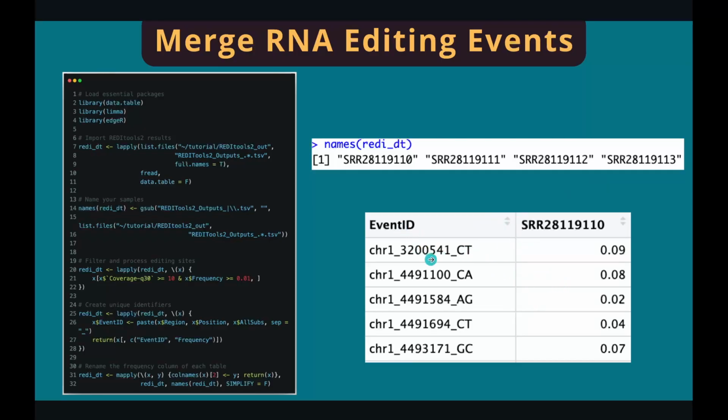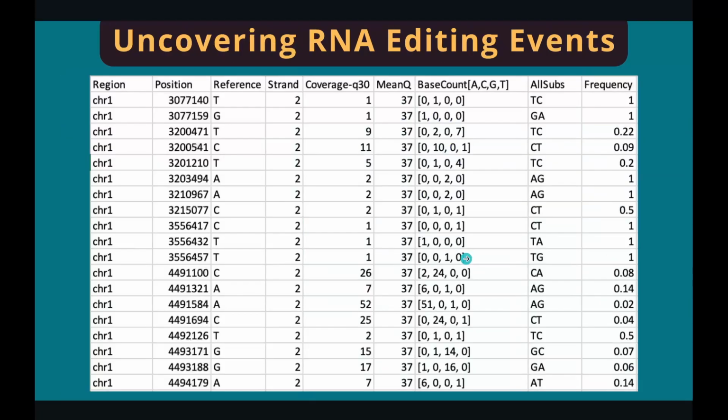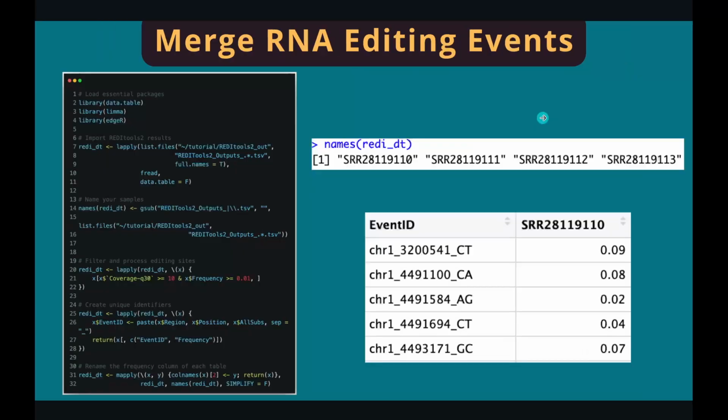And the event ID, basically we just pasted the site coordinate and the type of site here. We paste region, position, and this column as its event ID. And we only took the frequency column because we want to perform differential analysis on the frequencies here. So basically, we read in all 4 tables and remake event ID, and we took all the frequency columns here.